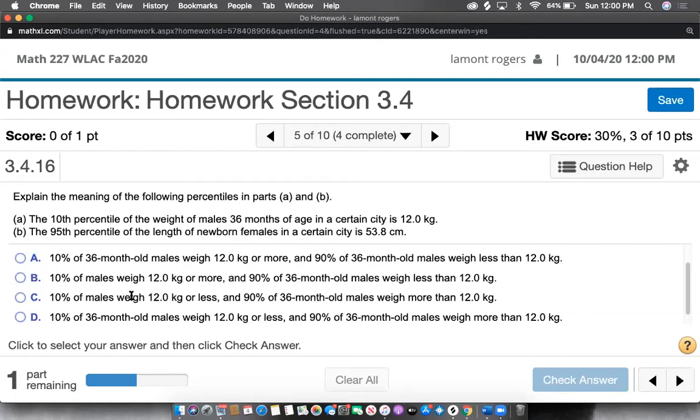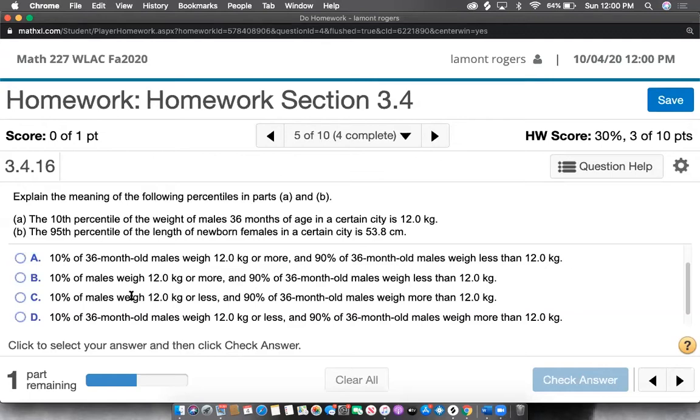Part A says 10% of 36-month-old males weigh 12 kilograms or more. That's wrong, because that's the upper 10%. Part A would give the upper 10%. Part B says 10% of males weigh 12 kilograms or more. No, we don't want "or more." We want "or less." So it's one of C or D.